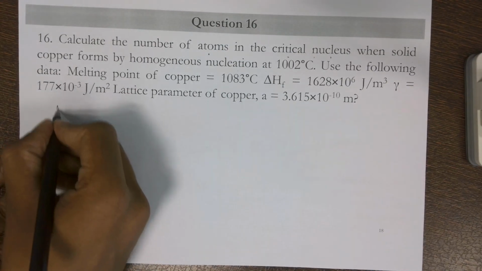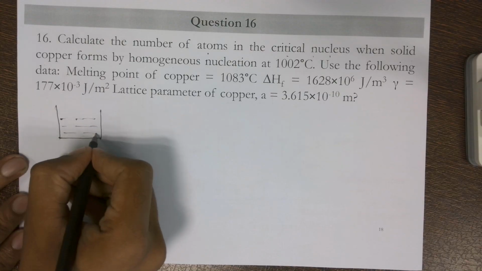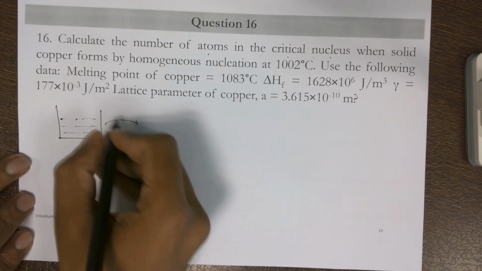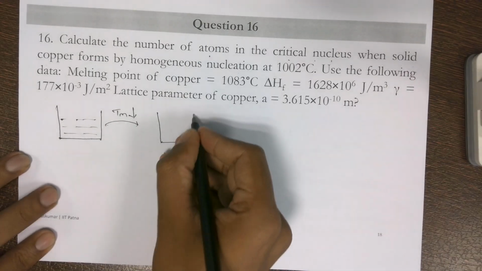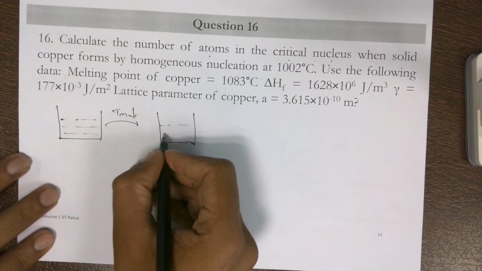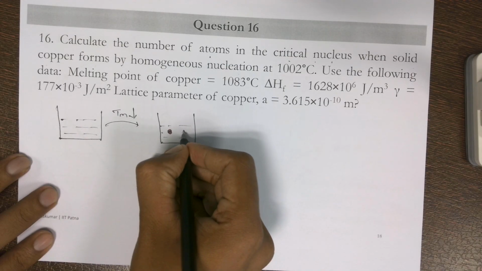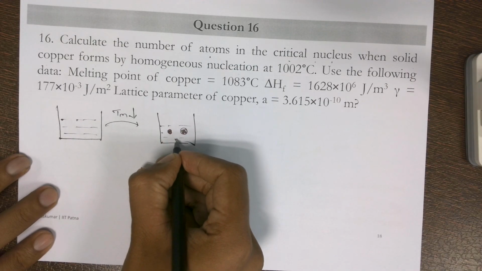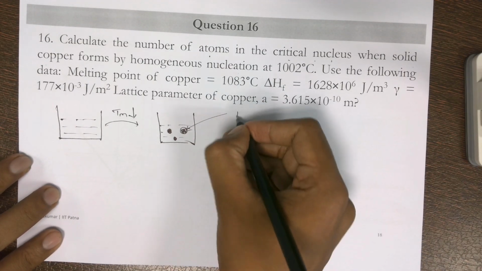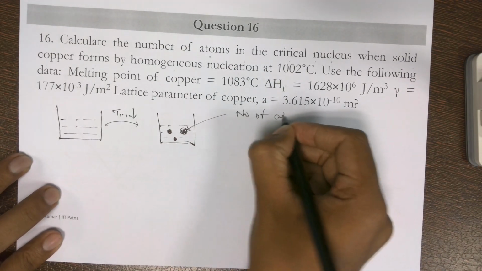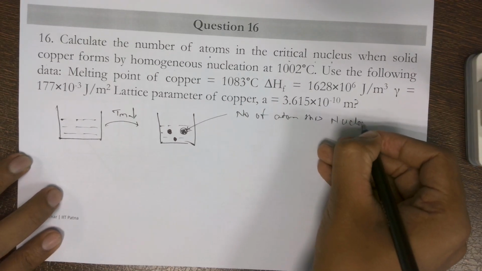See, we know that, for example, I have a liquid. In my container, I have entirely liquid. I went below the melting point. What will happen now? Inside this liquid, nuclei will start to form. Okay. The question is saying that this nucleus has formed. You have to find the number of atoms this nucleus is having.